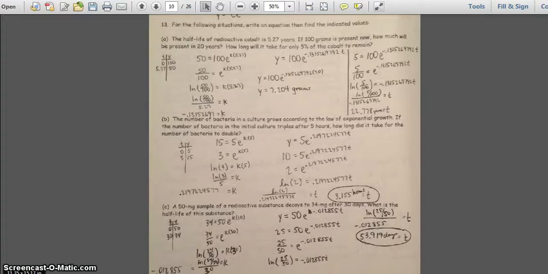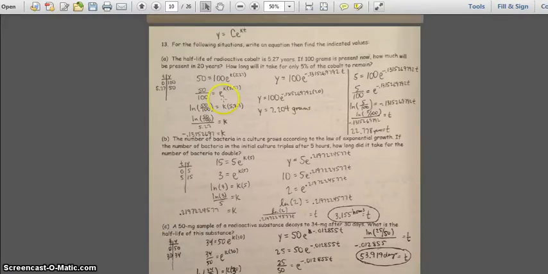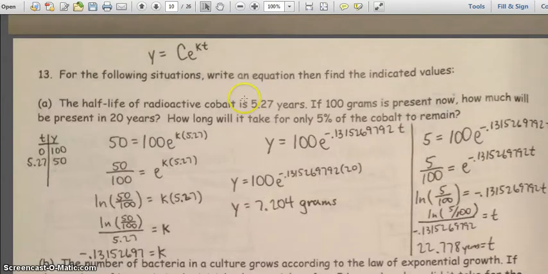Okay, for number 13, there's a video tutorial on exponential modeling. It's similar problems to those. So basically all you're doing is you have your formula y equals c e to the kt. They usually give you what you start with. Then they'll give you a value of t and a value of y, which I've done here in letter A. And then all you do is you take that information and plug it in the formula. C is 100, that's what you start with. Y is 50 when t is 5.27. So I plug that in.